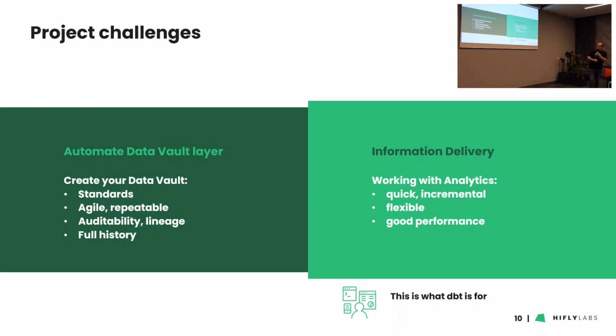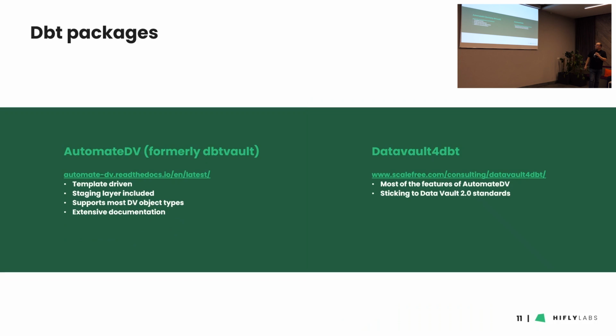Let's look at the other part, the data vault layer. As I said, there are two packages that I know of. There may be others, but these are the two that I know of. One of them is called Automate DV. Formerly, it was also called DBT Vault. There is a URL where you can find it.